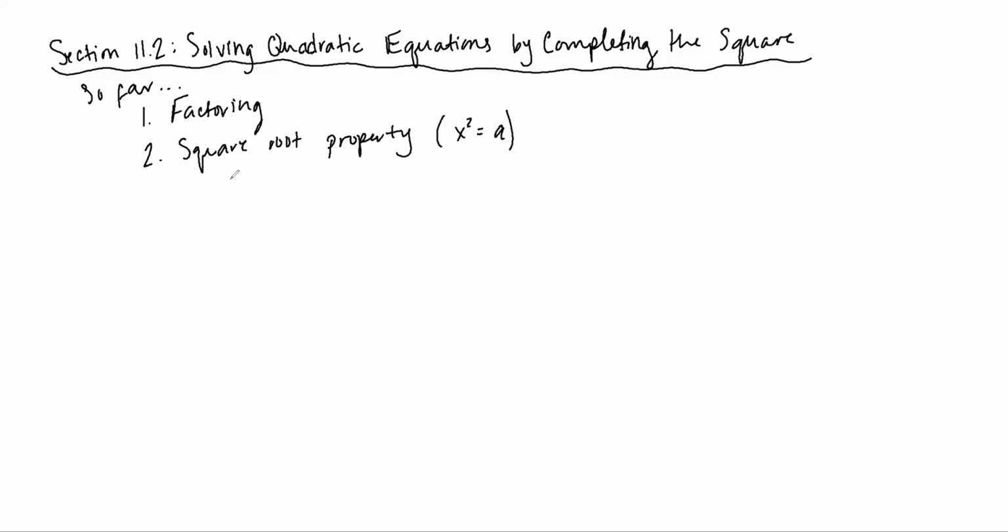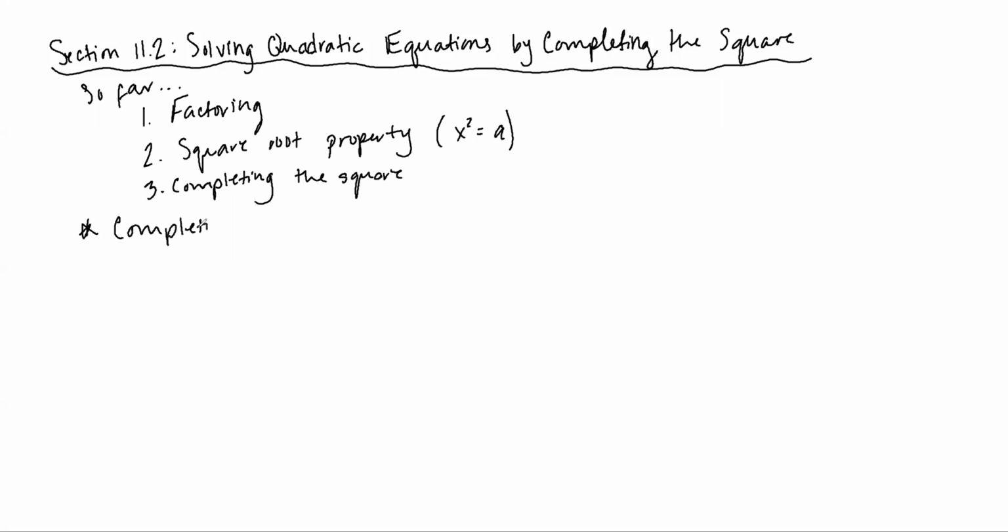And so this is our third method. This will be completing the square. And again, it's something you probably won't choose to use unless you, for some reason, really like completing the square. And then the last method we'll see in 11.3. So let's go ahead and take a look first at what completing the square means.